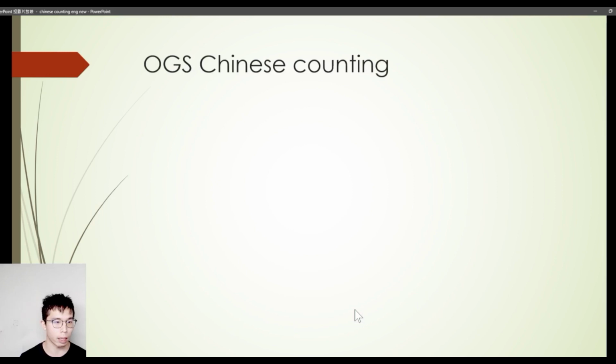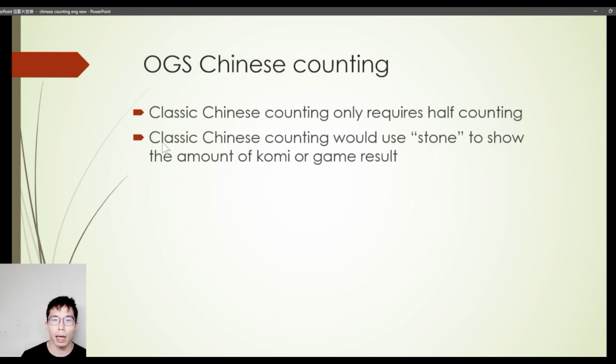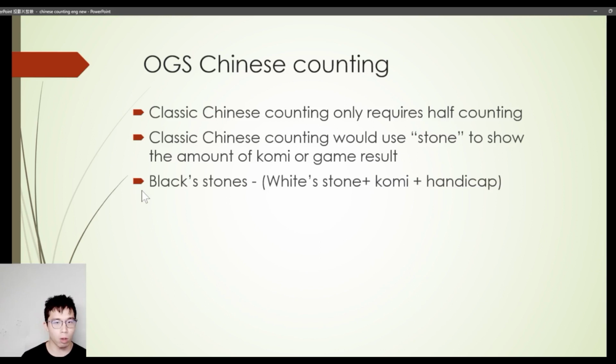So here we would discuss the OGS Chinese counting. For the classic Chinese counting, we only require half counting, but OGS would count both sides and compare the two numbers. And in the classic Chinese counting, we would use stones to show the amount of komi or game result, but OGS would represent the komi and the game result by points. The function that OGS uses would be black stones deduct white stones plus komi plus handicap. Actually, this is totally the same as the Chinese counting, either in the normal game or in the handicap game. The results are totally the same.